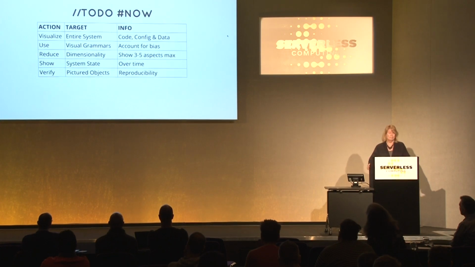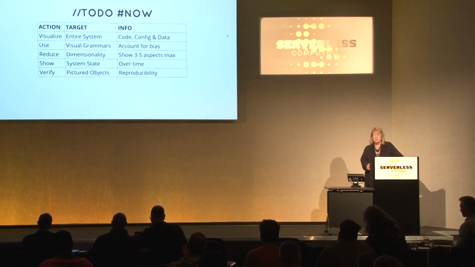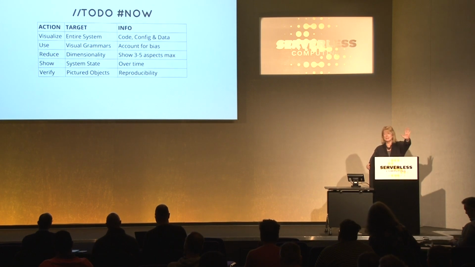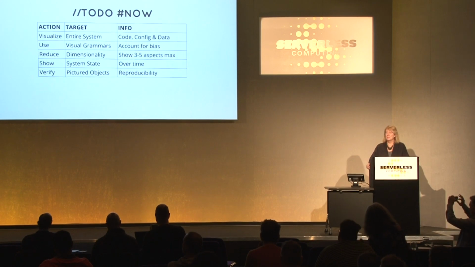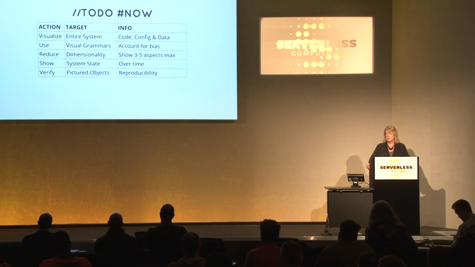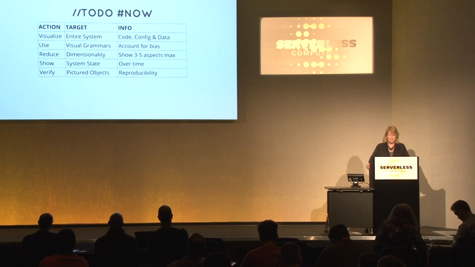So this is a key slide. If you want to take a picture of this one, the slides will be available too. These are the 5 things, because of course I can't have more than 5, right? Plus or minus 1 for 4. Otherwise I'd be violating my own principle. So it's my learning. Visualize your entire system: code, configuration, and data. That's a tall order. It's not a completed action, it's a work in progress. Use visual grammars. Account for bias. Reduce dimensionality, that one's relatively easy. Show 3 to 5 aspects max. Show system state over time, and verify that your pictured objects can be reproducible.